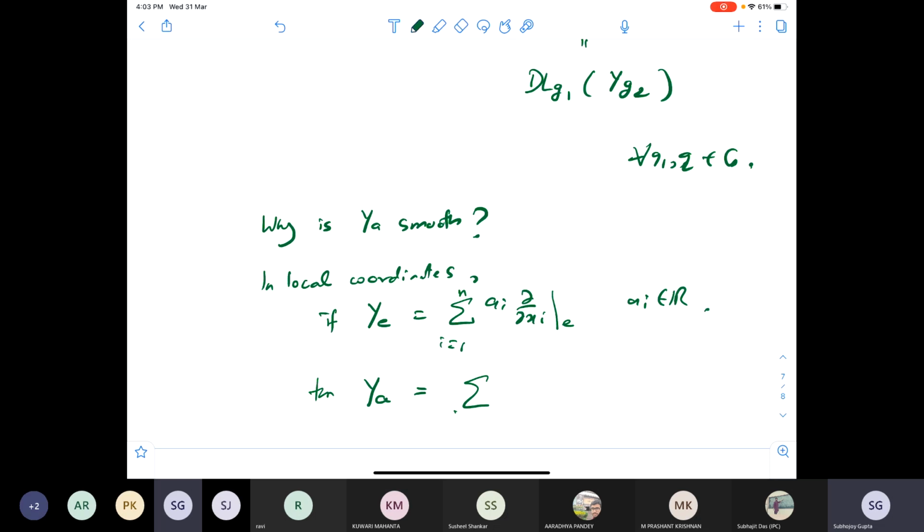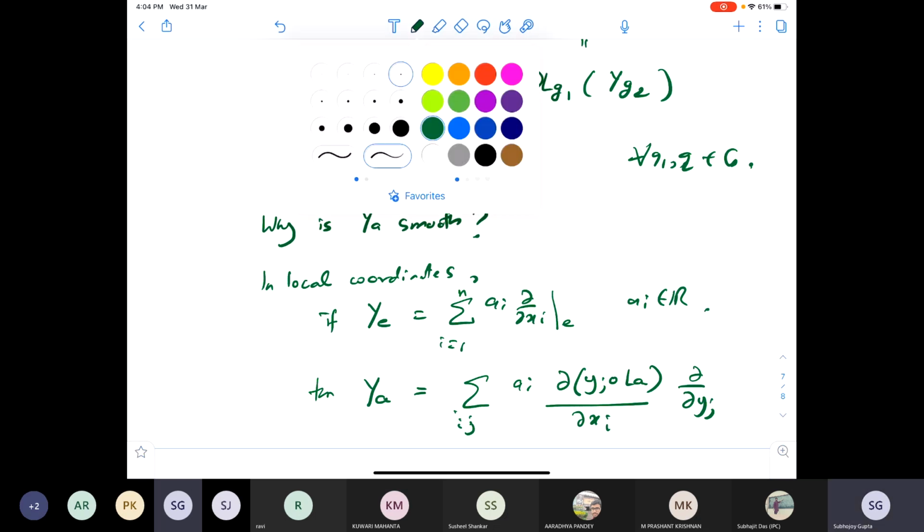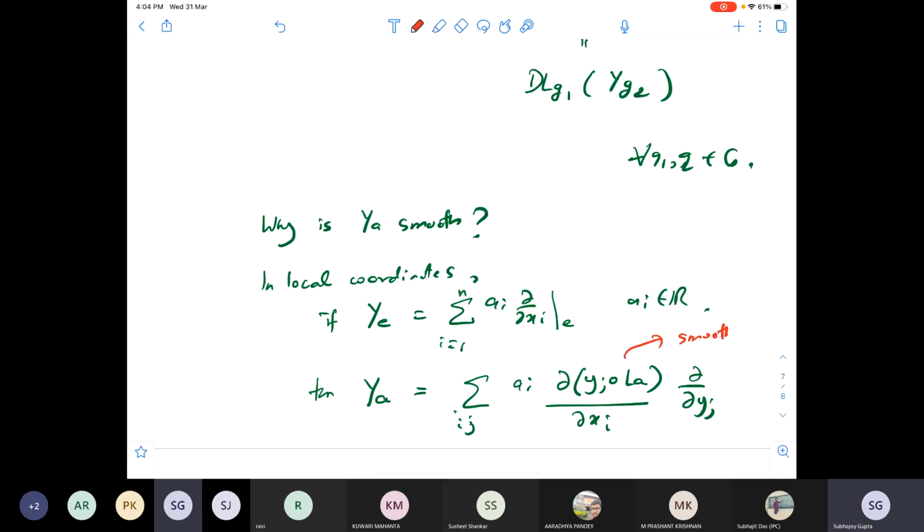And so then you can actually write down what this thing is. It's going to be a double sum of AI, but the point is that what you get here are these coordinate functions, these smooth functions, and partial derivatives of those, and del yj. The point is that these are smooth because the left multiplications are smooth maps, right? So this is a left multiplication composed with these local coordinates.